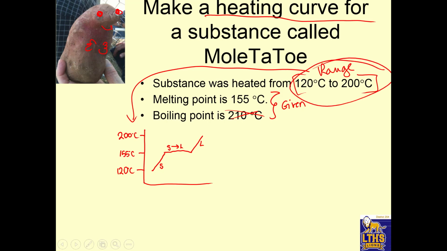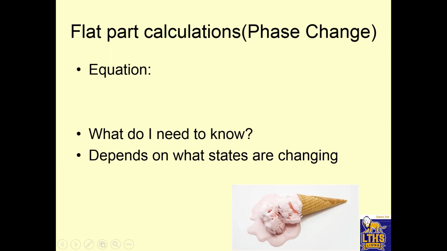So you read the temperatures given in the problem, put them on the graph, check the melting and boiling point, and if it's in between the range given, you have to add it. Remember to flat line at a phase change. Okay, so we'll be able to calculate the heat changes during phase changes because those are the flat parts. So flat part, phase change. There's an equation we use.